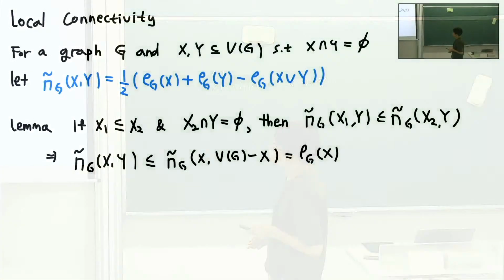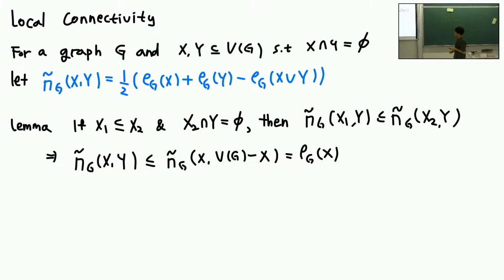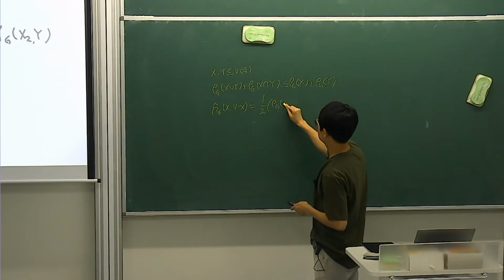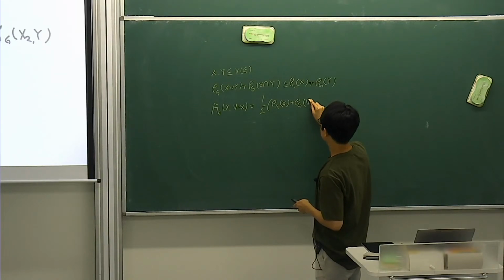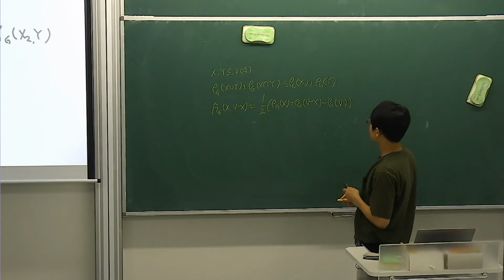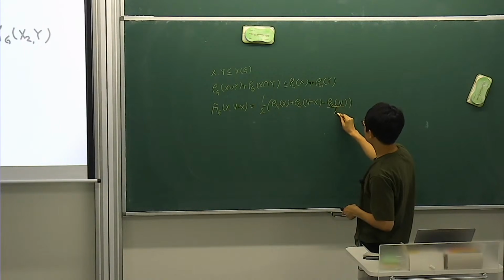Then as a corollary, we know that for two disjoint sets X and Y, because Y is a subset of the complement of X, we get this inequality, and actually the local connectivity of this is equal to this, because the local connectivity between X and V minus X is half of the cutrank of X plus the cutrank of the complement minus the cutrank of the whole vertex set, and we know that the cutrank of the whole vertex set is 0.